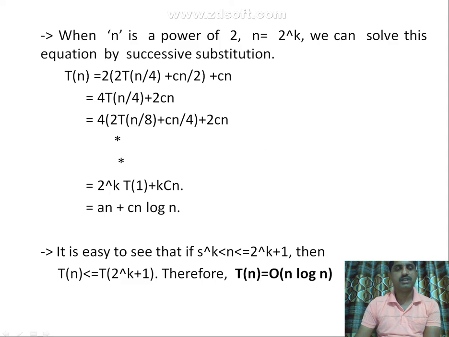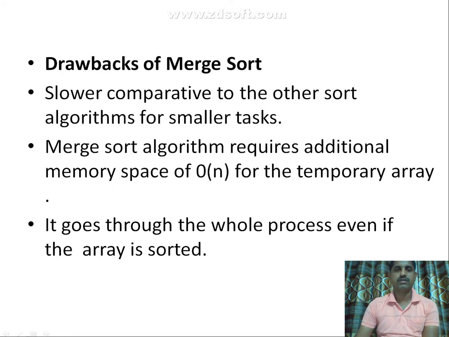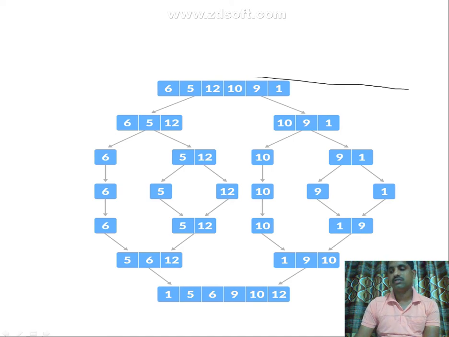Then here we can apply the substitution method, and we get T(n) = O(n log n). And what are the drawbacks? It is slow compared to the other sort algorithms for smaller tasks, and merge sort requires additional memory space of O(n) for the temporary array, and it goes through the whole process even if the array is sorted. And we can also go for the recursive calls of merge sort.